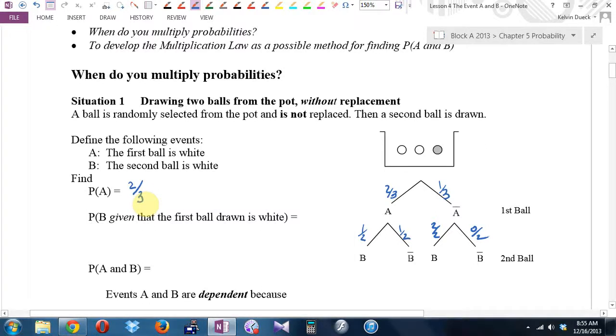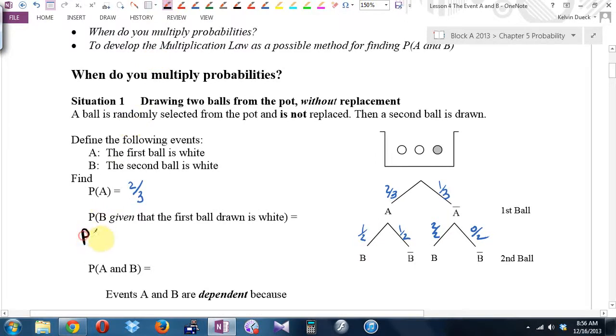Find, and then I wrote down here, what's the probability of B given that the first ball drawn is white? What they're saying is, suppose you know you're on this branch, not this branch. What's the probability of that? Now, the only problem is that's way too much writing. Here is the abbreviation. We write this.